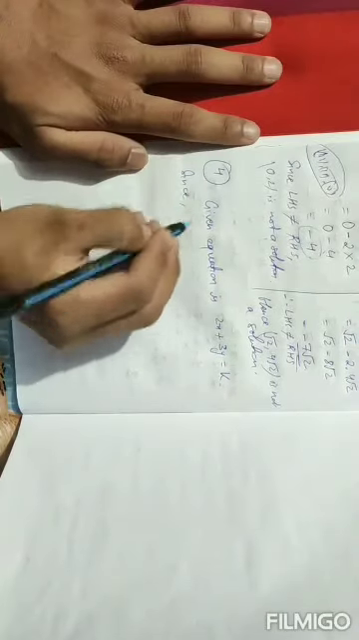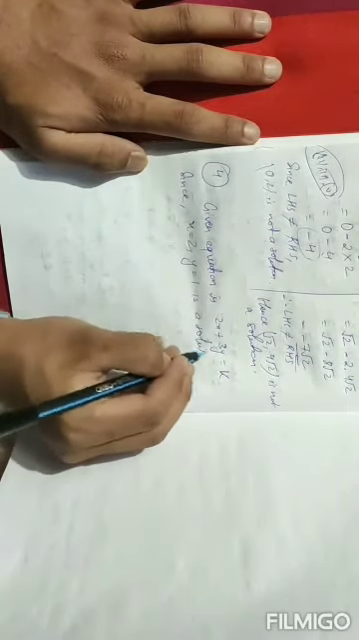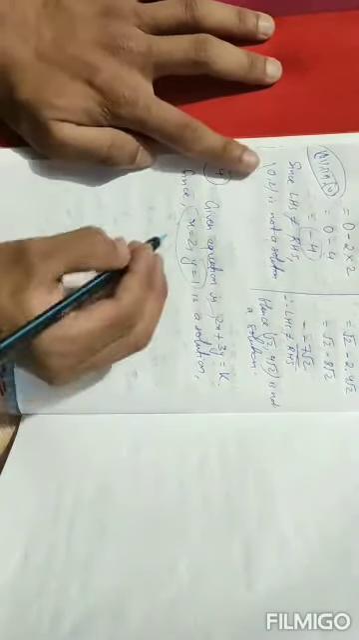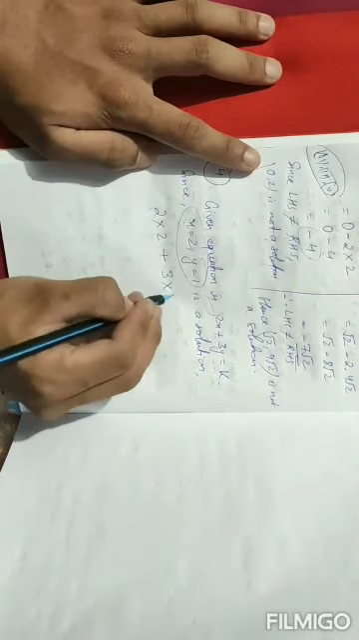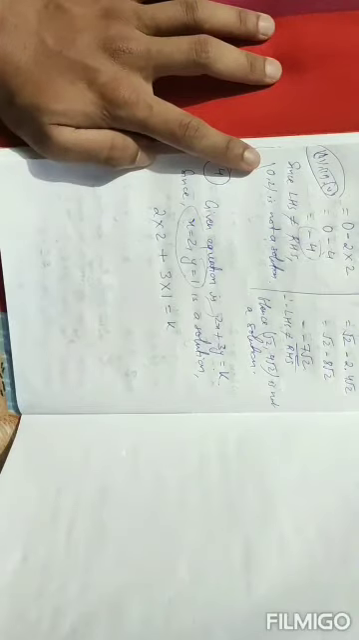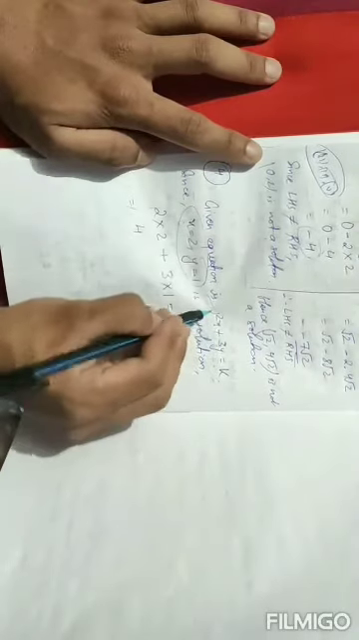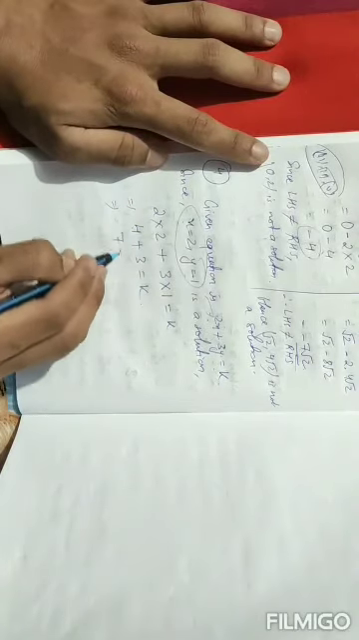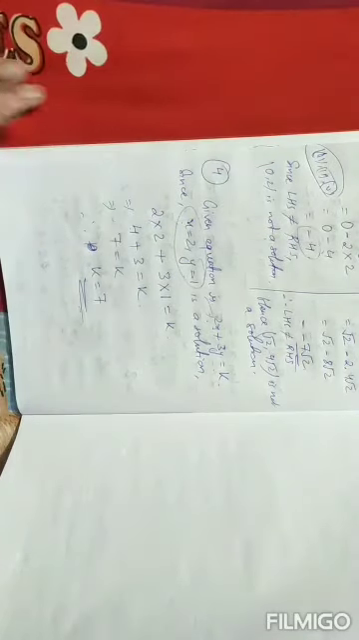Since x equals 2, y equals 1 is a solution, what will happen? These points have to satisfy this equation, isn't it? So if we put the values of x and y in this equation, it will be satisfied. So 2 into 2 plus 3 into 1 equals k, because it is satisfying. I am putting the value of x as 2 and y as 1 in this equation. So 4 plus 3 equals k. What is 4 plus 3? 7 equals k. Therefore k equals 7. So this is the answer.